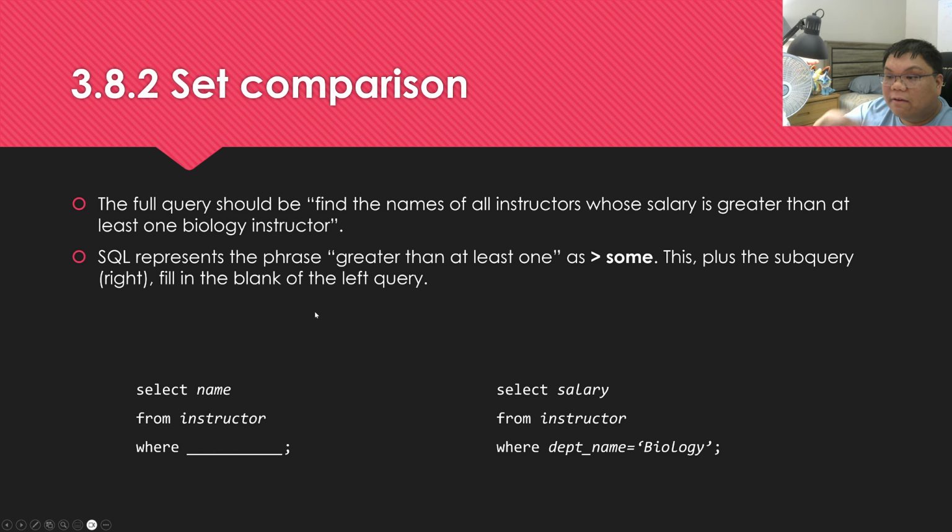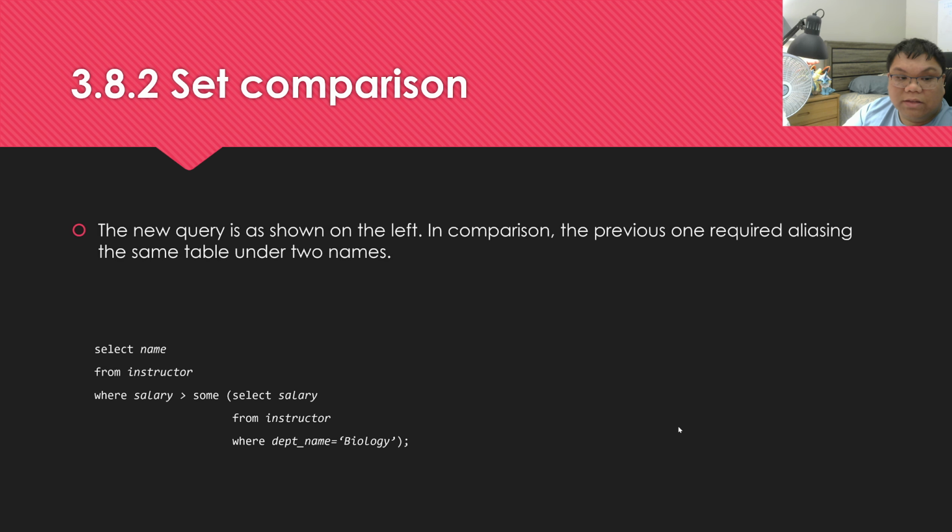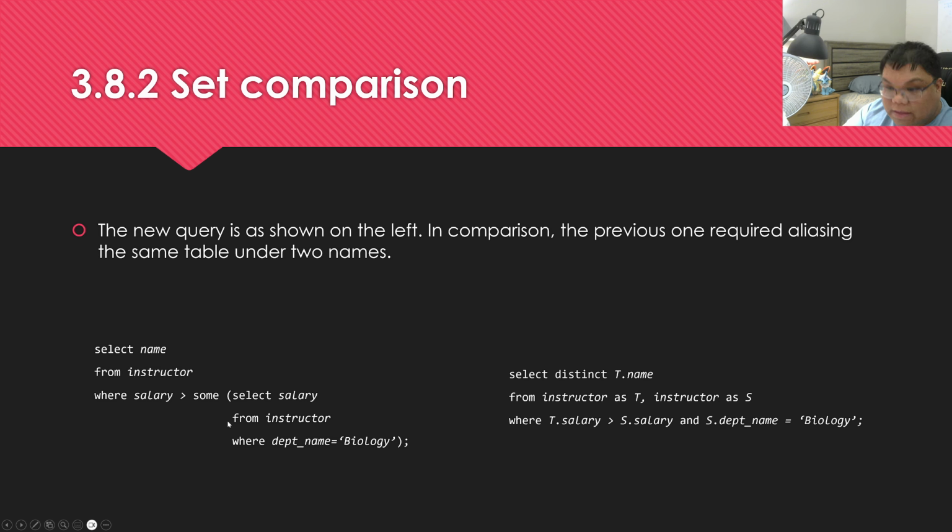The full query should be, find the names of all instructors whose salary is greater than at least one biology instructor. And SQL represents that phrase, greater than at least one, as greater than some. We can combine that plus our subquery here to fill in the blank. So all we gotta do is where salary greater than some, and we just put this as our subquery here. So now we have this query. The difference between this and this is we don't need to alias the same table under two different names.